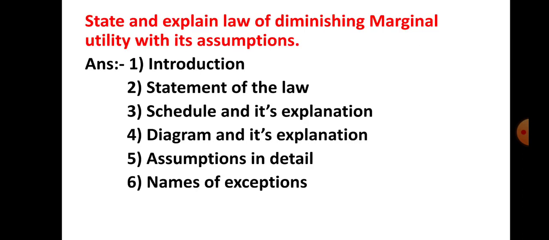Now let us see the next essay type question. State and explain law of diminishing marginal utility with its assumptions. Let us see which points should come in your answer. Number 1, introduction point. Number 2, statement of the law. Number 3, schedule and its explanation. Number 4, diagram and its explanation. Number 5, assumptions in detail. And finally you have to write the names of exceptions.